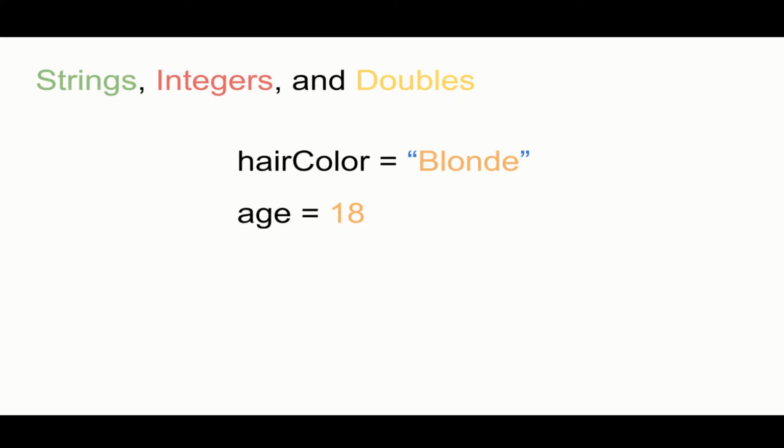Moving on, we have doubles, and doubles are your decimals. So it can be pi, it can be 1.26 and whatnot. An example for a double could be the temperature, and the temperature could be 23.6.